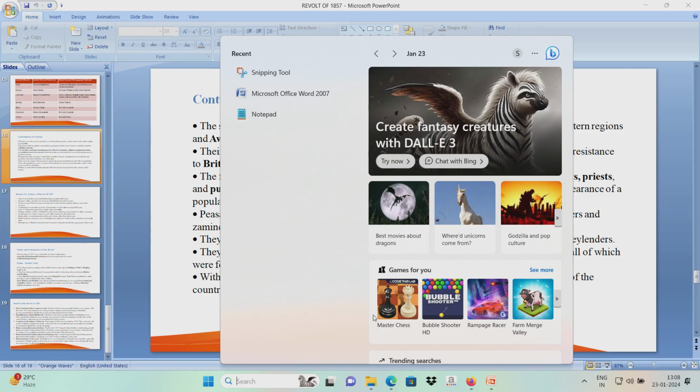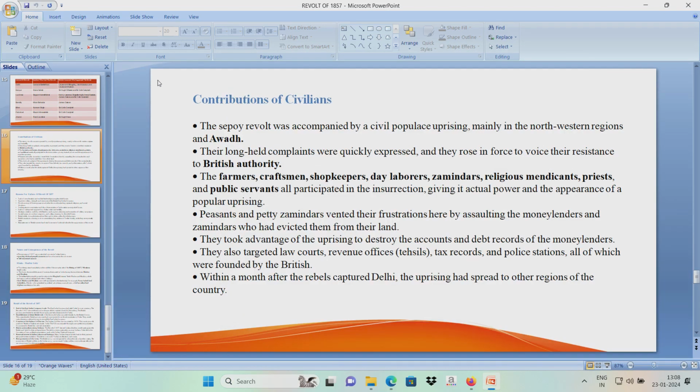Their long-held complaints were quickly expressed and they rose in force to voice their resistance to British authority. Farmers, craftsmen, shopkeepers, day laborers, zamindars, religious mendicants, priests and public servants also participated in the insurrection, giving it actual power and the appearance of a popular rise. Peasants and petty zamindars vented their frustrations by assaulting the moneylenders and zamindars who had evicted them from their land. Within a month after the rebels captured Delhi, the uprising had spread to other regions and countries.